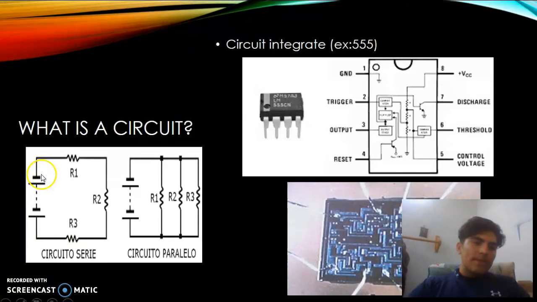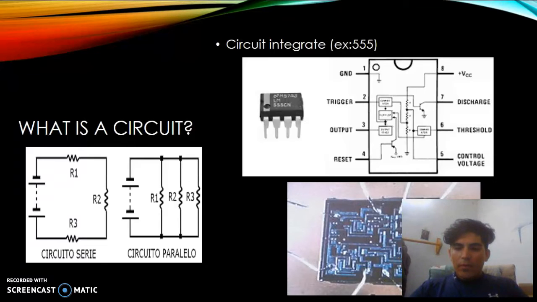What is a circuit? A circuit is a set of components that are connected between themselves and must be in parallel, in series or mixed, and also current flows between them. Like this. This is a series, this is a parallel, and this is a mixed. But this is an integrated circuit. What is an integrated circuit? It's like this, like the 555.